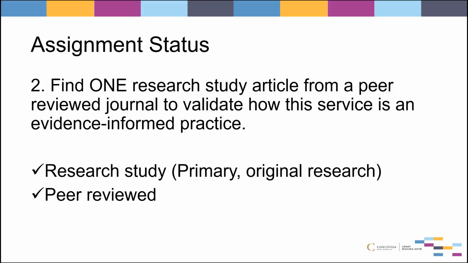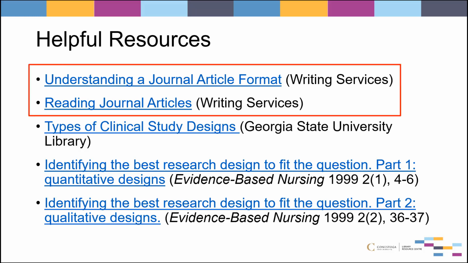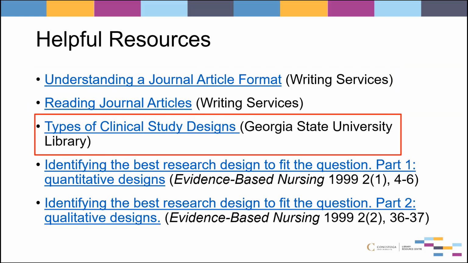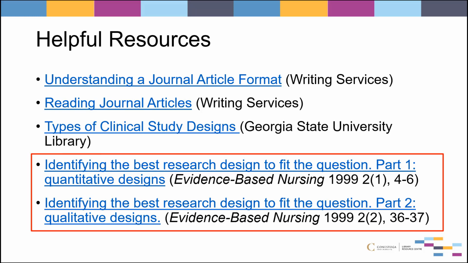Let's check our assignment status. We've learned how to limit our searches to find primary original research that has been peer-reviewed. These resources will help you navigate primary research articles. The first two links lead to help sheets created by Conestoga's writing services that guide you through how to read and understand a research article. The Georgia State University page provides information about the different types of research designs. The final two links give information about research designs for quantitative Part 1 and qualitative Part 2 research studies.